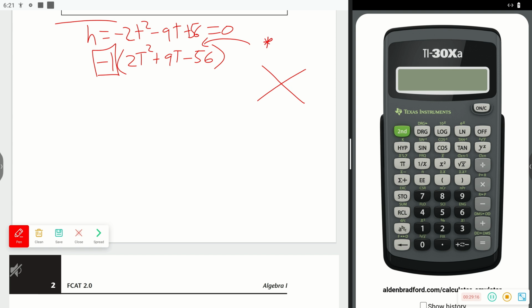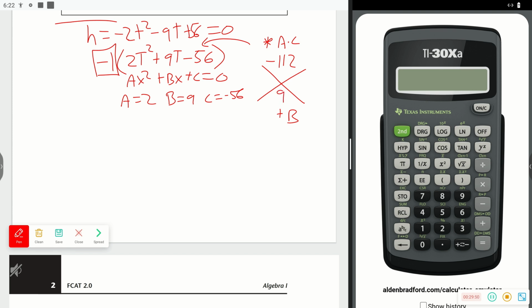We have to find something that multiplies to a times c and adds to b. If you remember, this is in standard form, so ax squared plus bx plus c equals 0. So our a equals 2, our b equals 9, and our c equals negative 56. So 2 times negative 56 is negative 112, and we're going to add to b, which is 9.